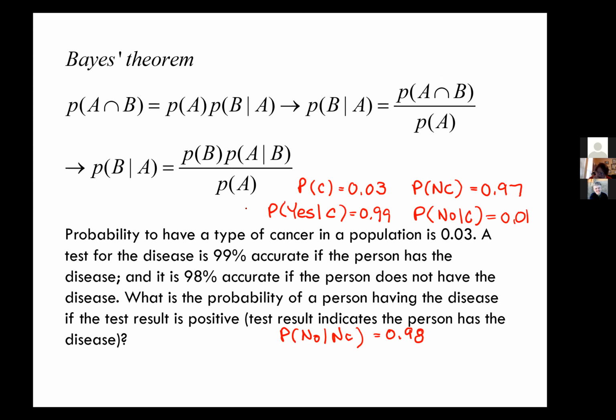Okay, so let's write some Bayes' theorem. So what am I looking for? I'm looking for what's the probability of a person having the disease if the test result is positive. Test result indicates the person has cancer. So what's the probability that I have cancer given that I tested yes? Okay, so Bayes' theorem says this is the probability that I have cancer and it's a yes, divided by the probability of a yes. So that's from Bayes' theorem.